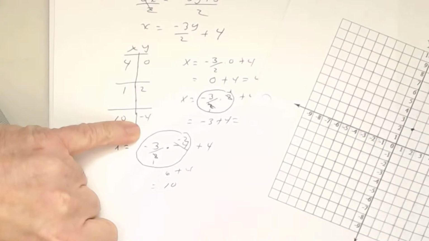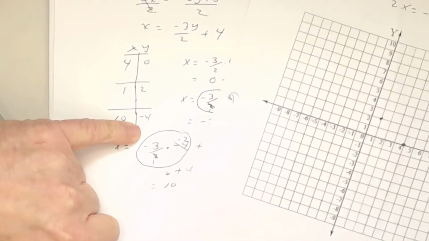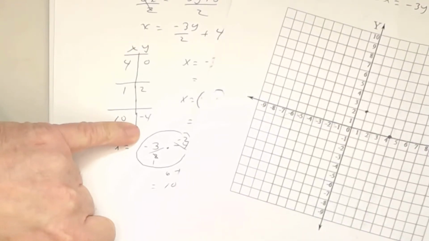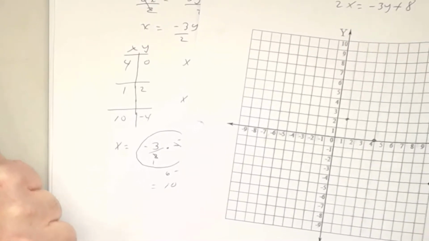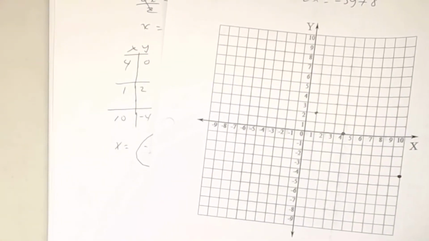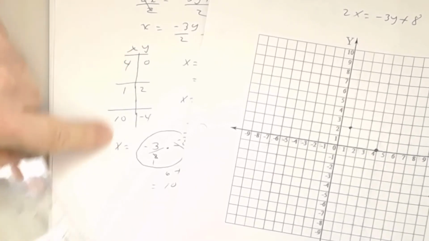Yes, for the last one. I chose a number divisible by 2. Now you could have chosen any number divisible by 2: negative 2, 6, negative 6, 8, negative 8, and so on. If you choose any other number, you're going to end up with a fraction, so it's usually easier to choose numbers in which these coordinates are integers.